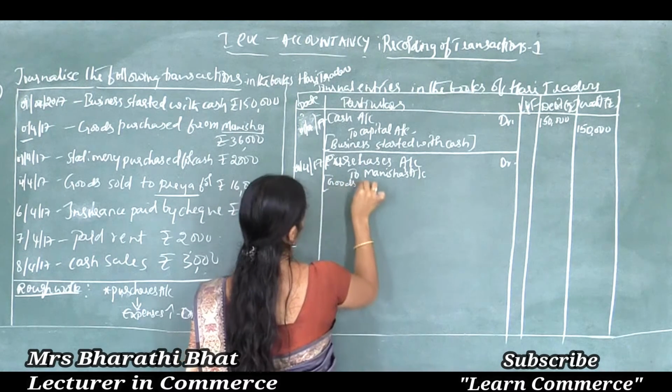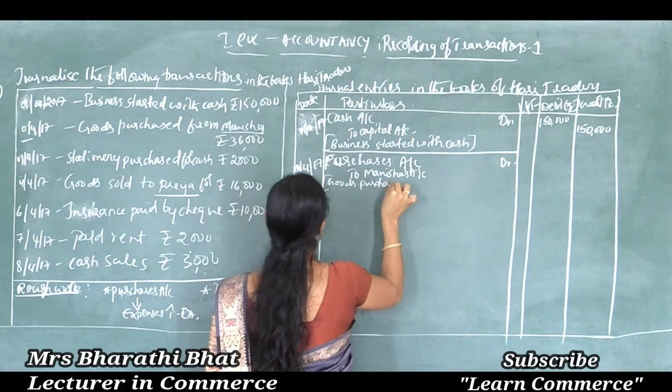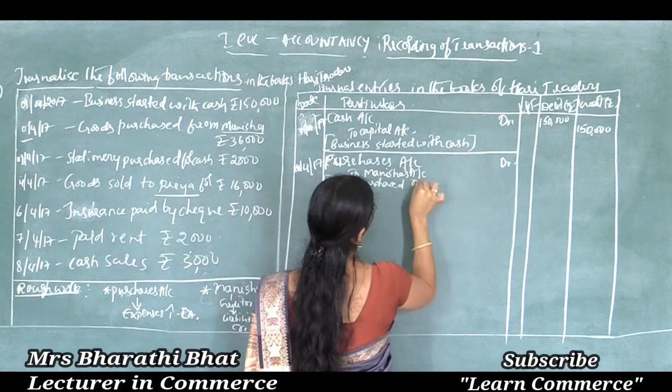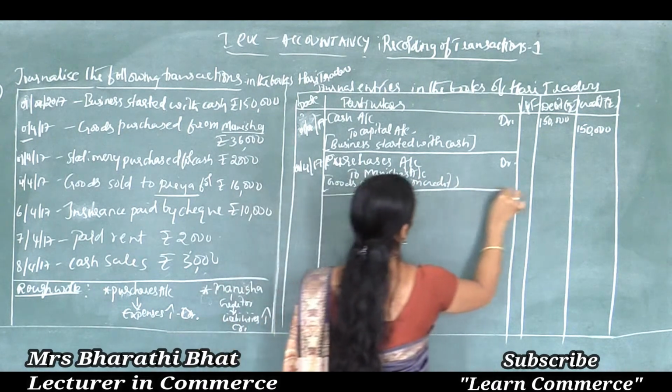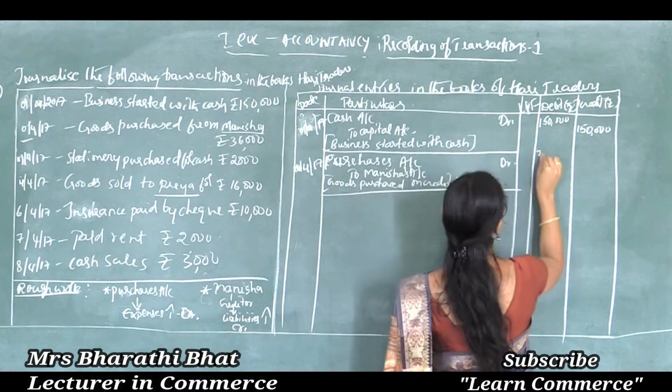Goods purchased on credit. Credit amount 36,000.